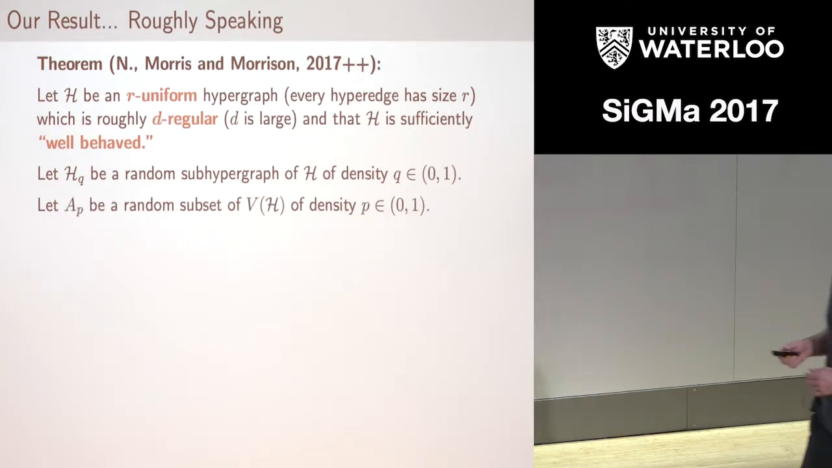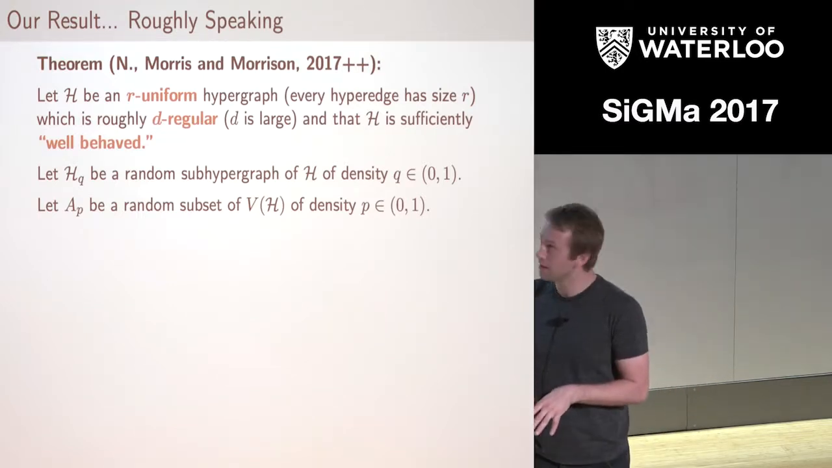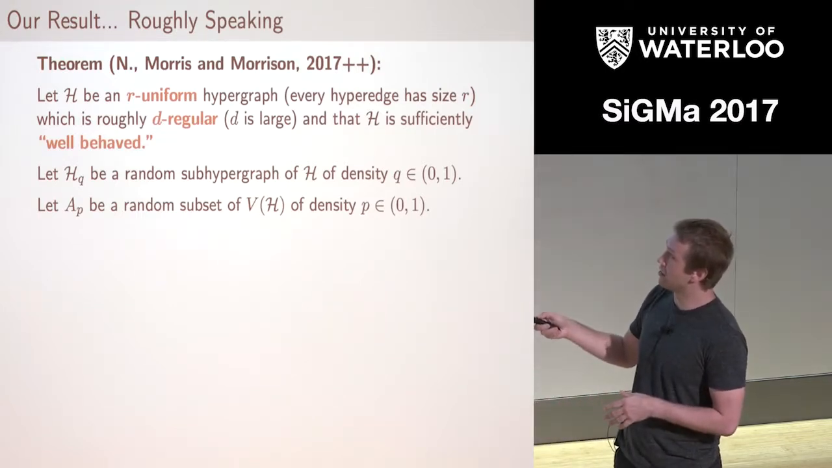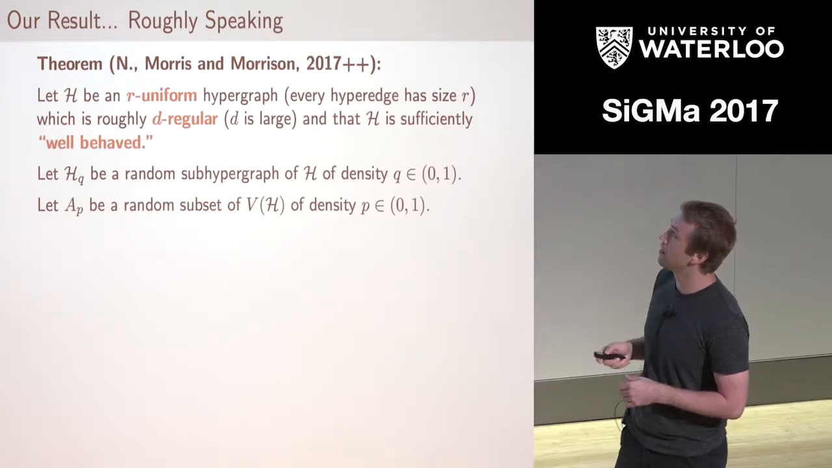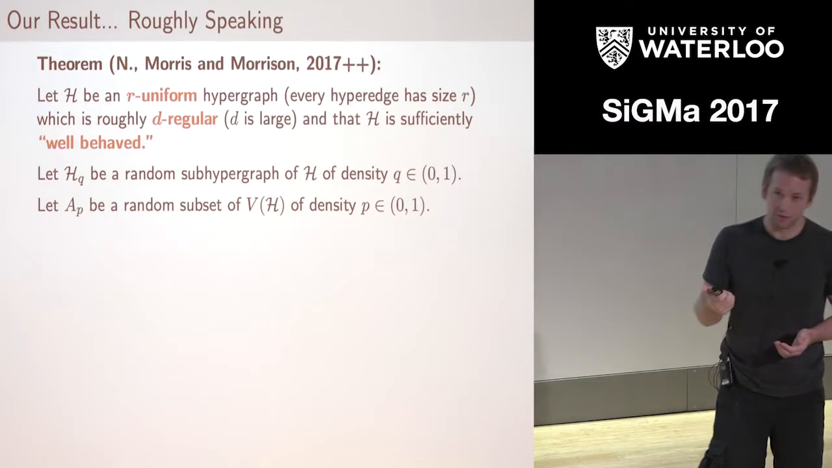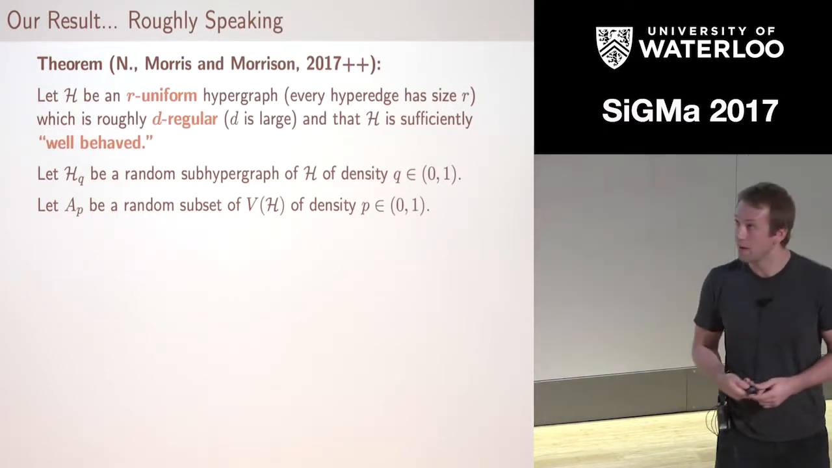So we have a hypergraph, we took a random subhypergraph, and now we take a random set of vertices. That's going to be our infection. A_p is a random subset of the vertex set of density p, meaning you flip a coin for every vertex: with probability p, you infect it, and with probability 1 minus p, it's healthy.